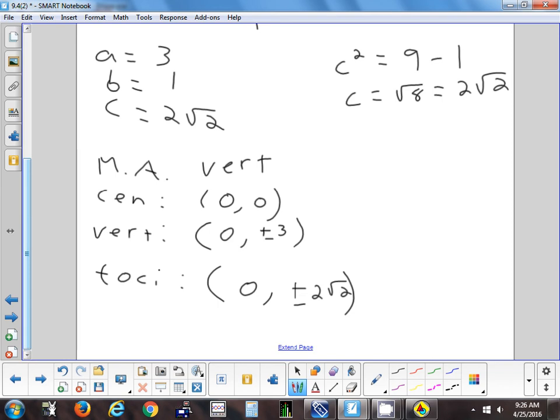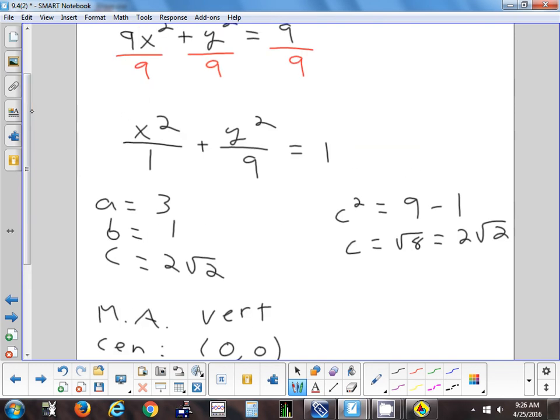Okay, any questions on that? Yep. Because in my equation, this is b squared. So if you take the square root of 1, you just get 1. Nope. The bigger number is always a. A and b switch places in this equation. Yep.